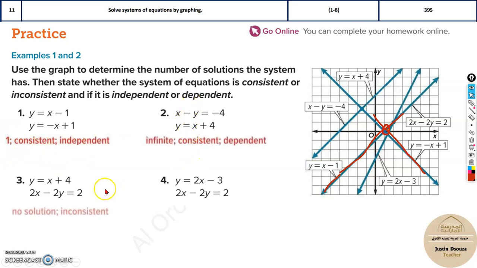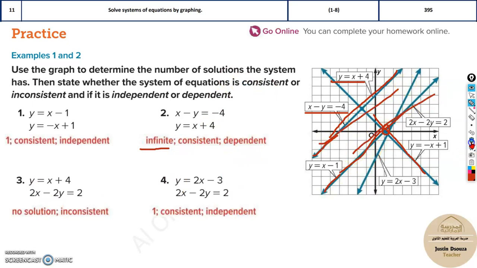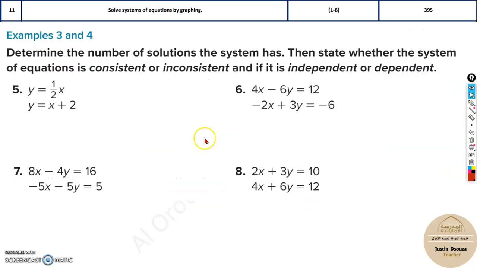Same way you can solve these. They are very, very simple. Now let's see this one, the infinite solution one. This one is x minus y equals negative 4, and y equals x, say it's the same line altogether. So they are both the same line. So there are infinite solutions. This is consistent, but it's dependent. Whereas if you see two parallel lines, if it was this and this, then it would be no solution, inconsistent. And similarly, you can solve this.